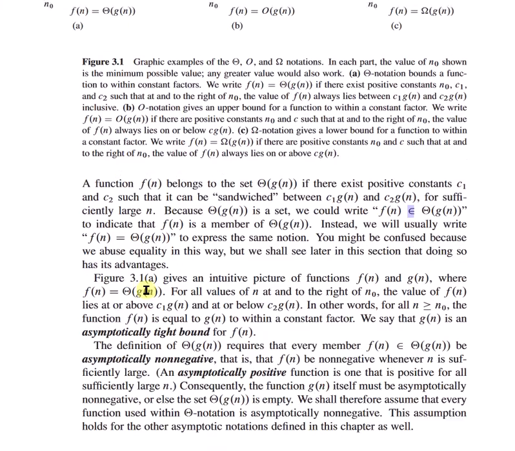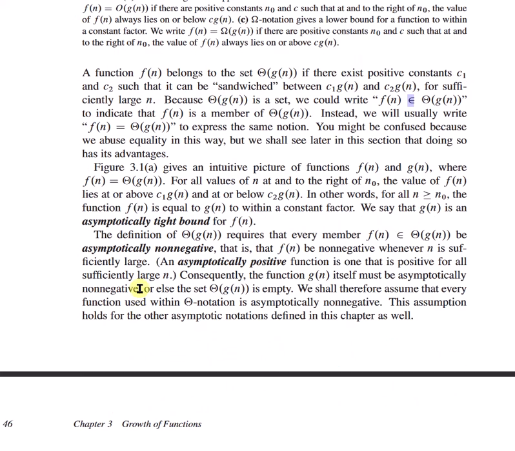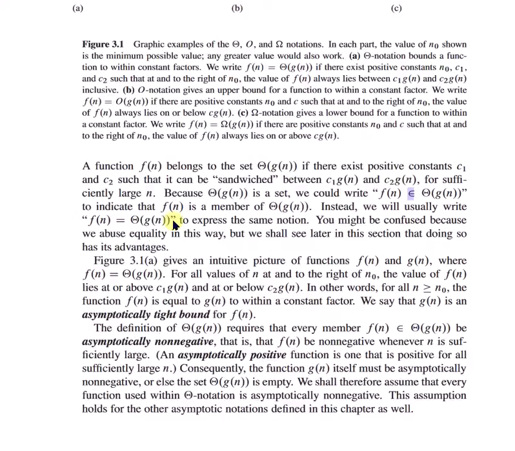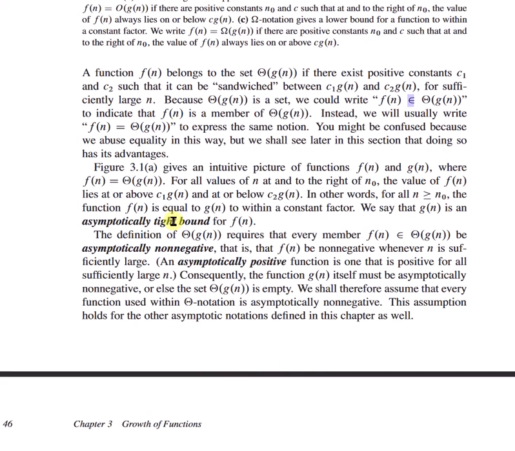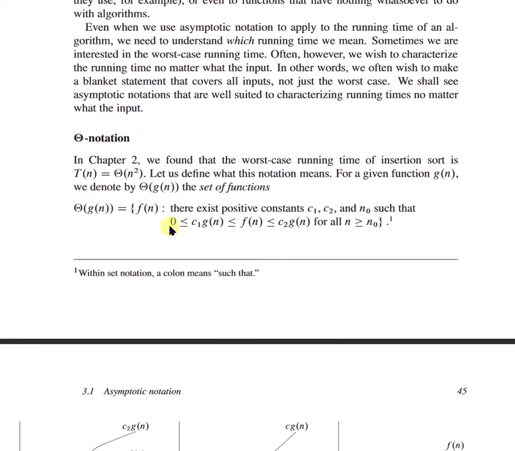A function f of n belongs to theta of g of n. Figure 3.18 gives an intuitive picture of functions f of n and g of n, where f of n equals theta of g of n for all values of n. So what we want to see here is insertion sort. This is g of n. This is f of n.